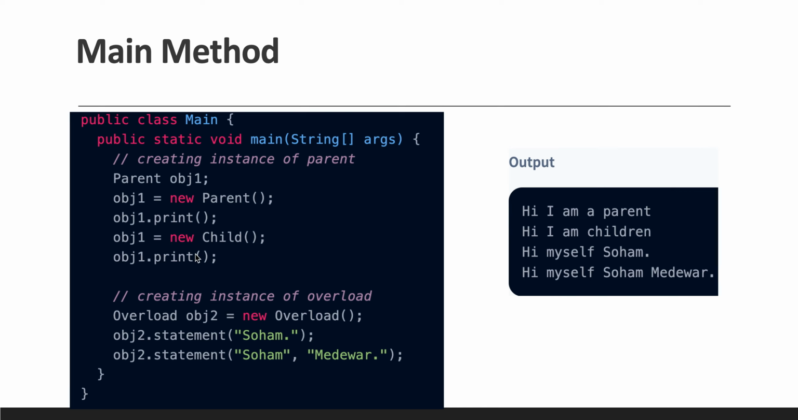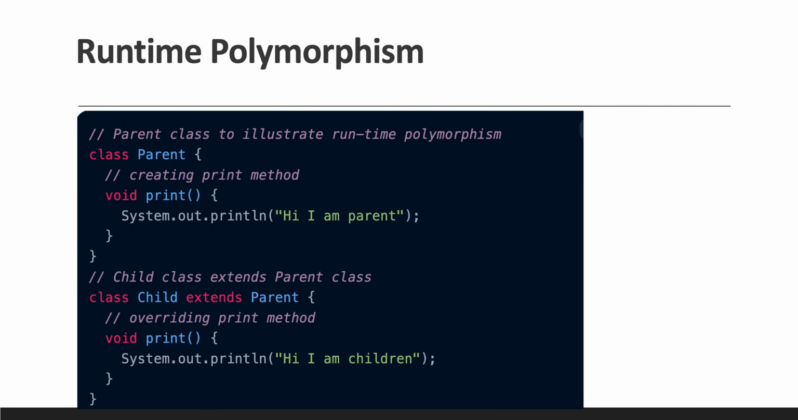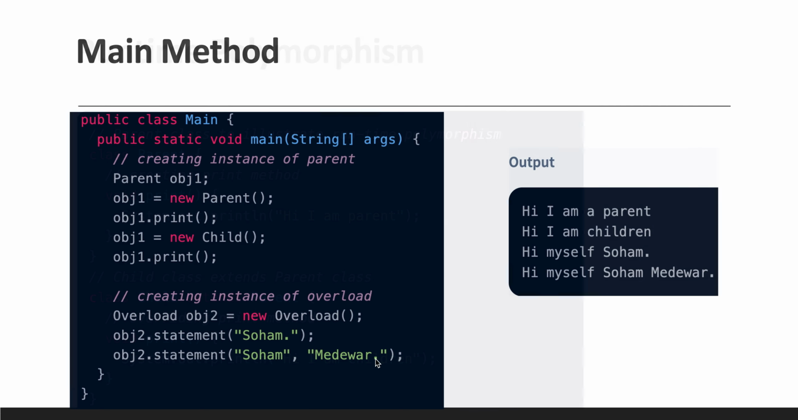Now if we call the print method with the same object, object 1 dot print, this object is going to behave like the child class. So what is the implementation of the print method of the child class? "Hi, I am a children." So if you run this program, it is going to print "hi, I am a children."